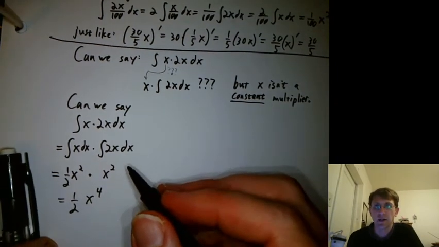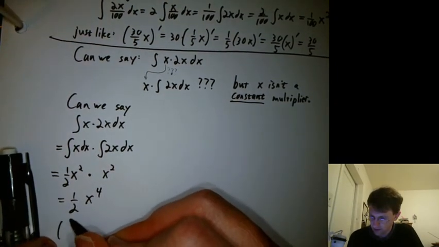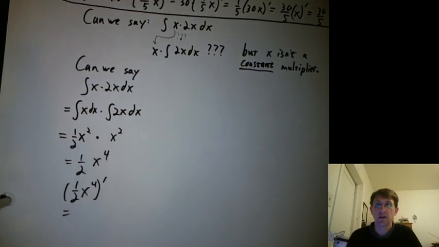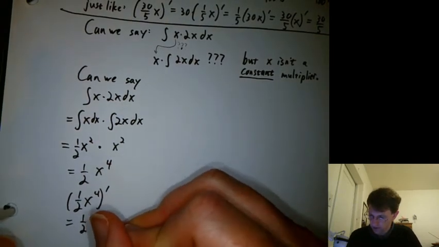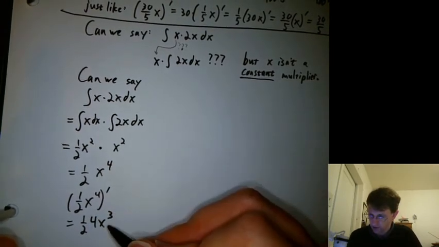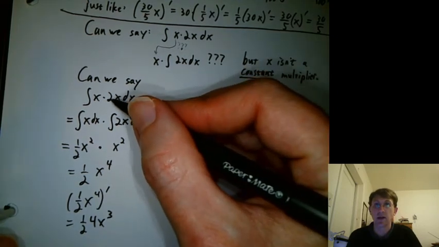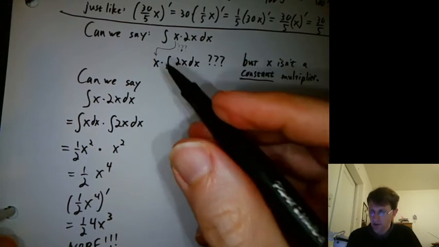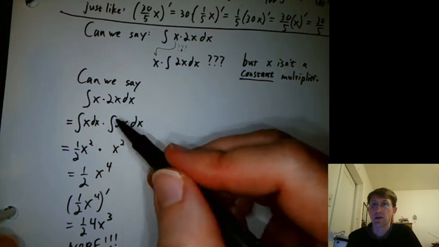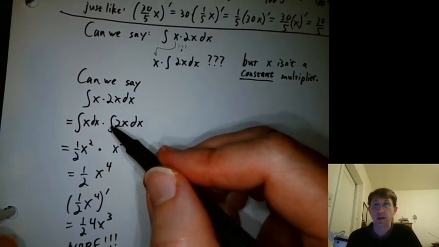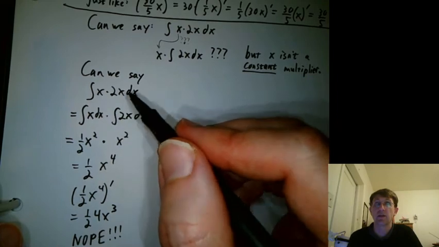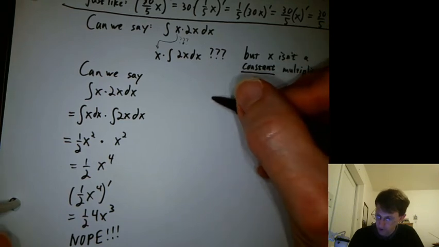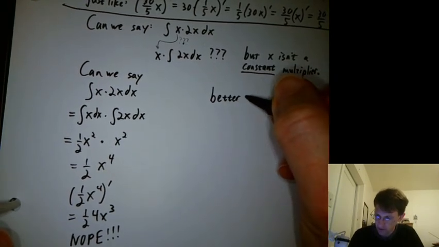But go ahead and check that. What do you get? How do you check it? You'd say 1/2 x to the 4th prime would be 1/2 times 4x cubed. And is 4x cubed equal to x times 2x? Nope. So we can't take a product and break it into the product of two integrals, just like we can't take the derivative of a product by taking the product of the two derivatives. What's the better way? And by better, I mean actually works.